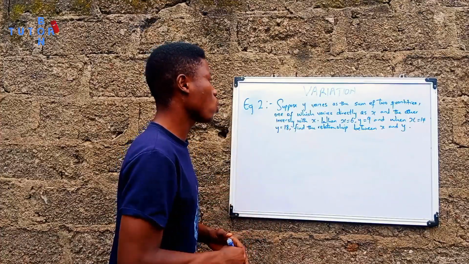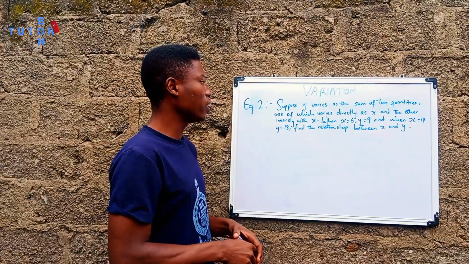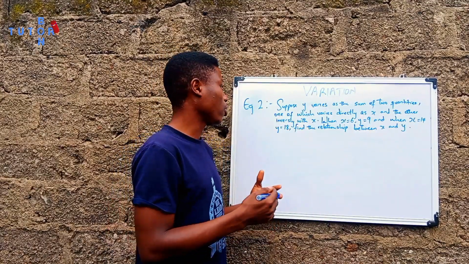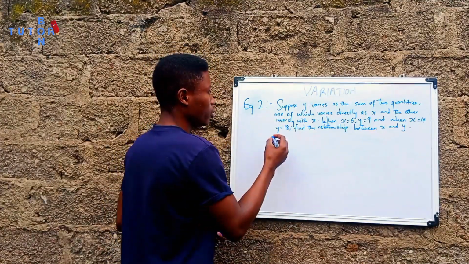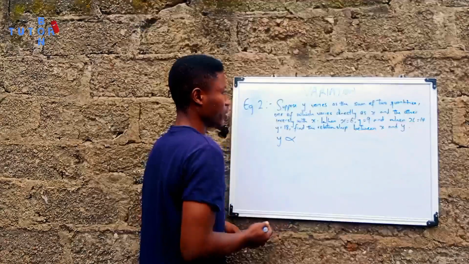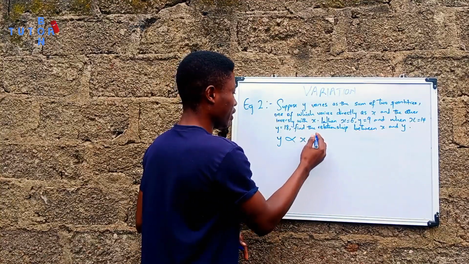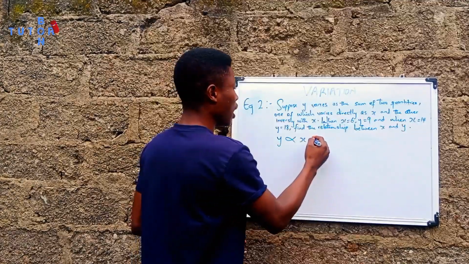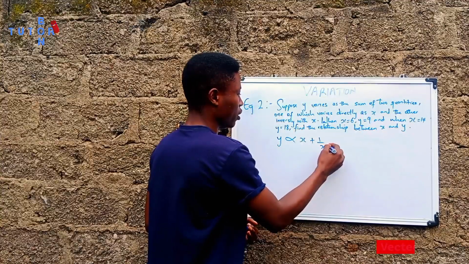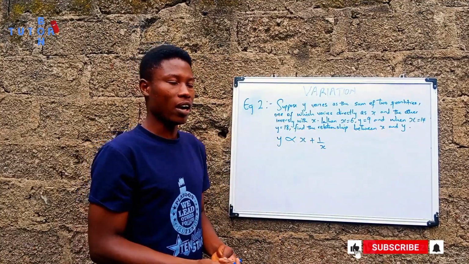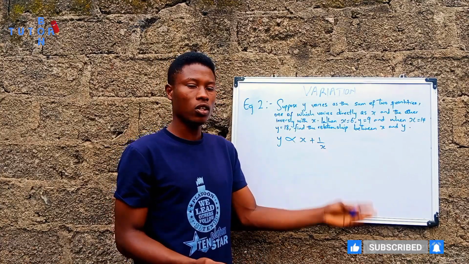It says, suppose y varies as the sum of two quantities, one of which varies directly as x and the other inversely with x. See this? That means your y varies as the sum of two quantities, one of which varies directly as x, that is direct variation, and the other inversely with x. So this is how you're going to have it, that is, it varies directly as x and inversely with x.